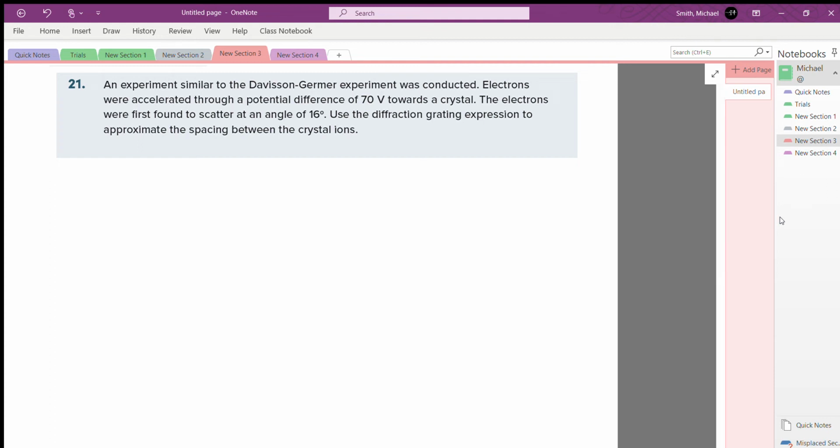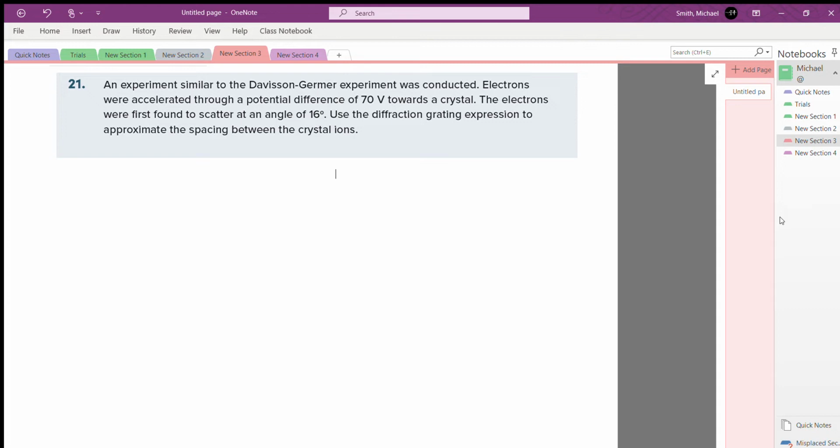This is question 21 from the SACE Stage 2 Physics Course Companion from subtopic 3.2 Particle Wave Duality. Here we have an experiment similar to the Davisson-Germer experiment. Electrons are being accelerated through 70 volts. These electrons are incident upon a crystal ion structure, and they're found to scatter at an angle of 16 degrees.